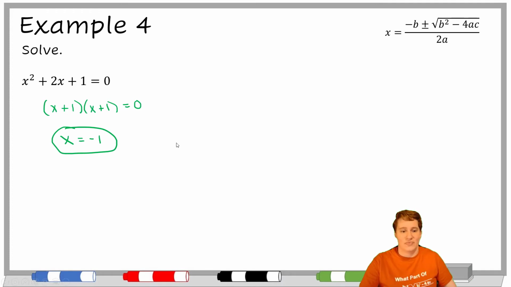So that's that example. And see how fast that was? Who would want to use the quadratic formula instead of doing this beautiful math right here? I would say very few people, but maybe I'm wrong.